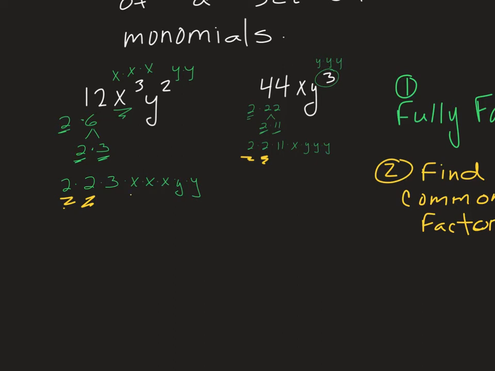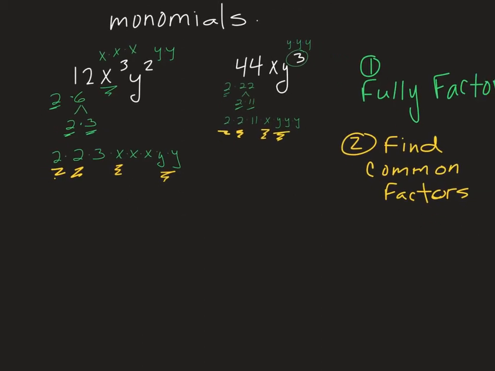But we do have an x. Each of them does have an x. Even though this one has a couple more x's, we're only looking for what they have in common. So we're just going to underline one of the x's. And then finally, we have 2 y's, and this one also has 3 y's. But again, we're only going to underline what they have in common. Then our last step is to multiply those common factors to get the GCF.